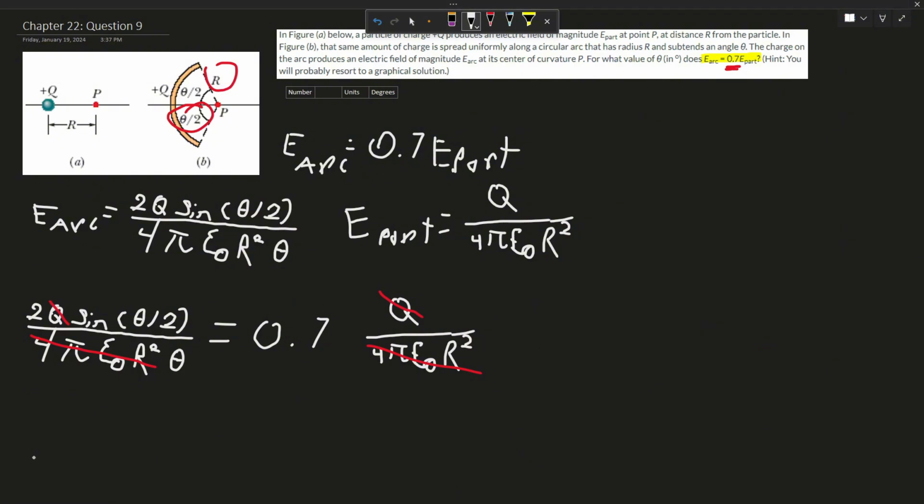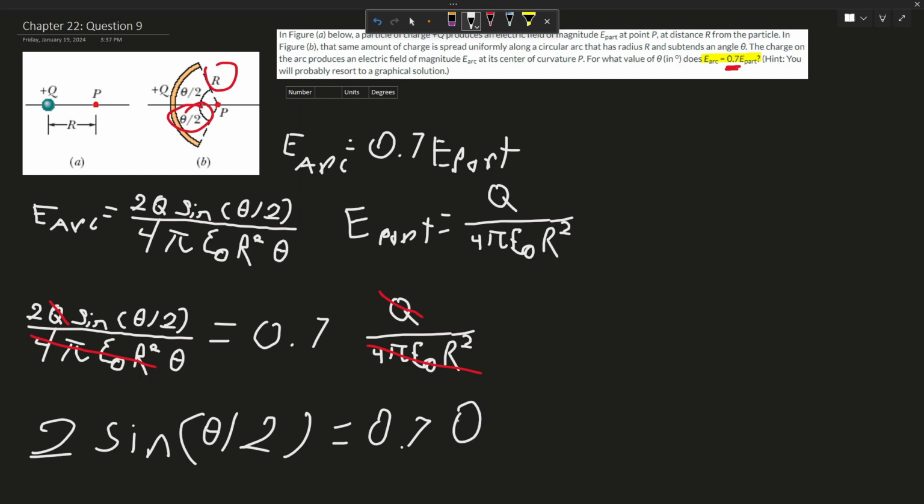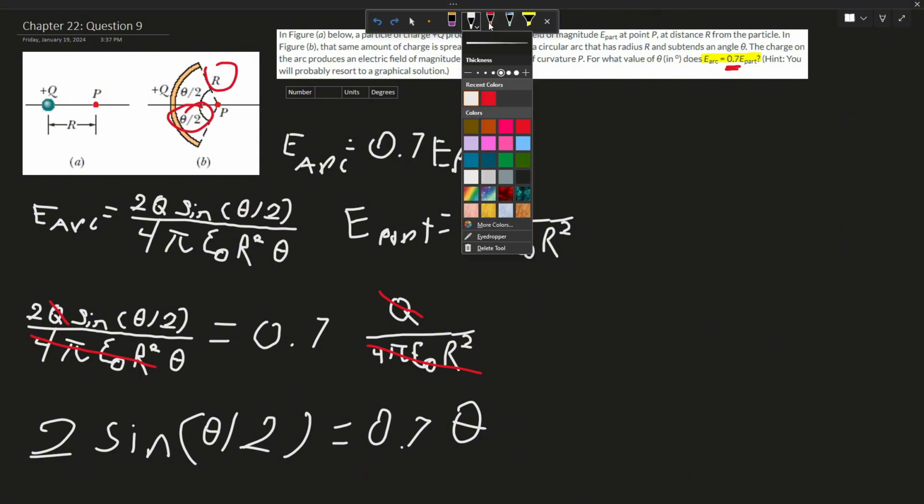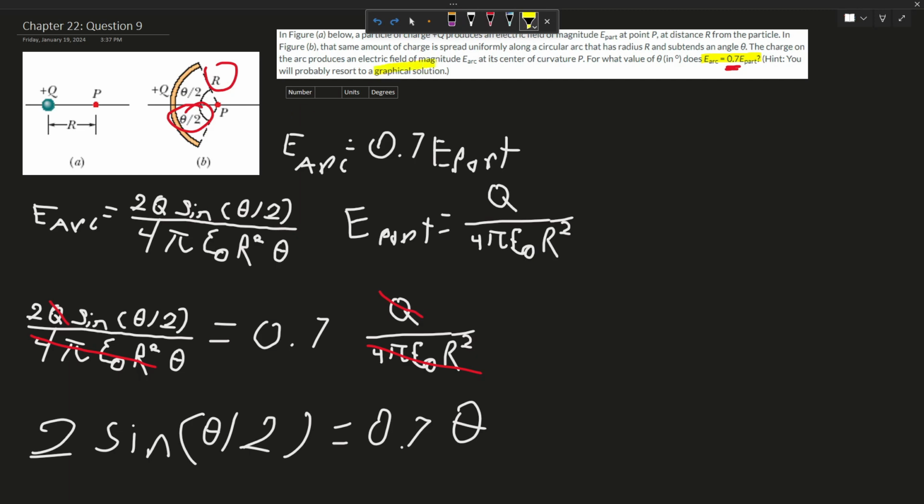So you take 2 sine theta over 2 equals 0.7 theta. So you might be thinking, how can you solve this? Because in reality, you really can't. But you might remember that it says to resort to a graphical solution up here.